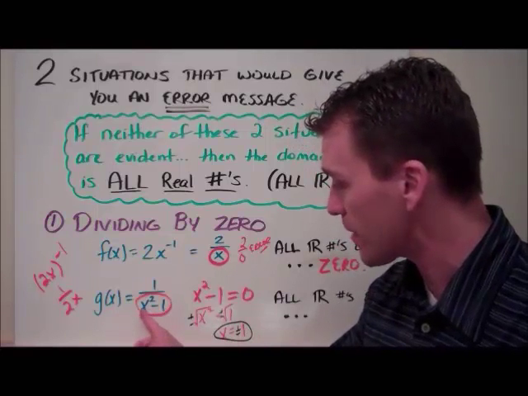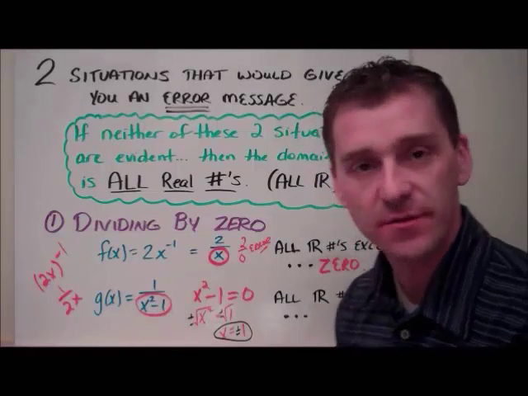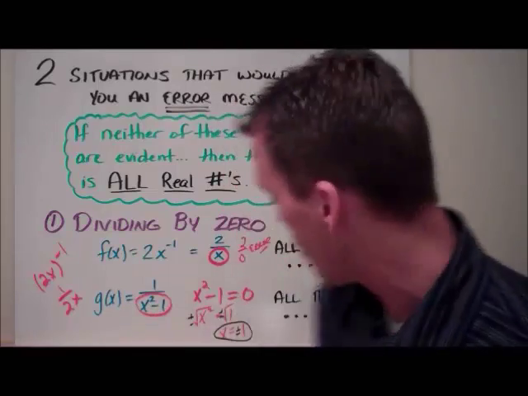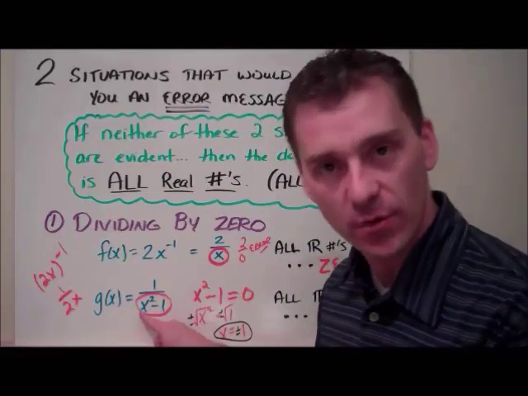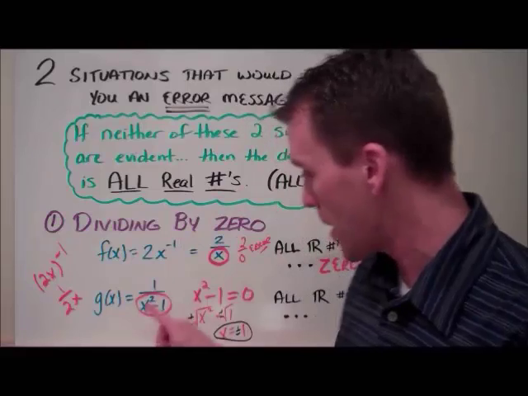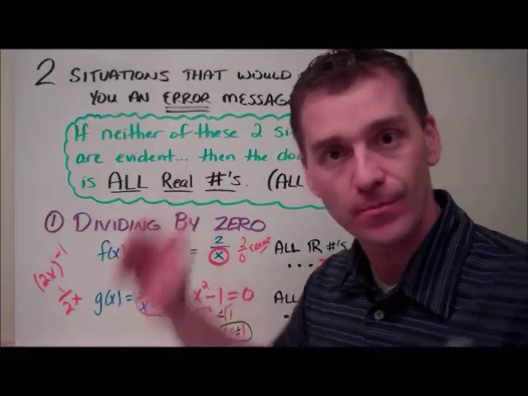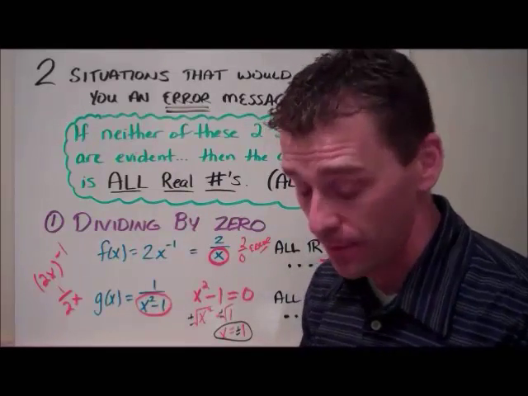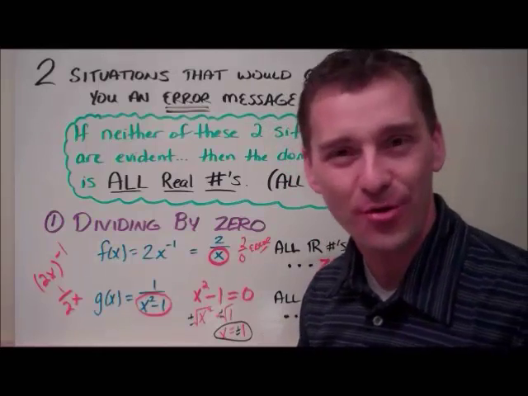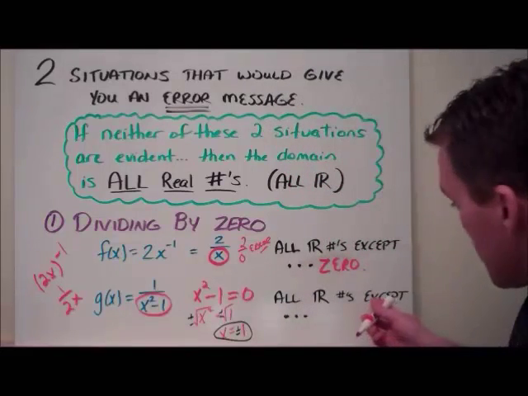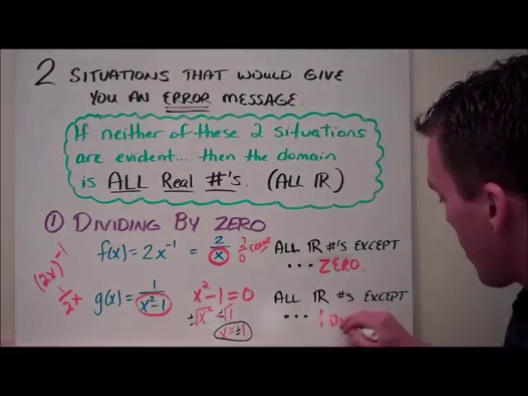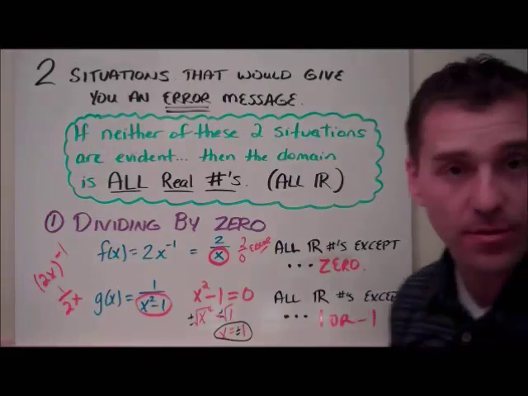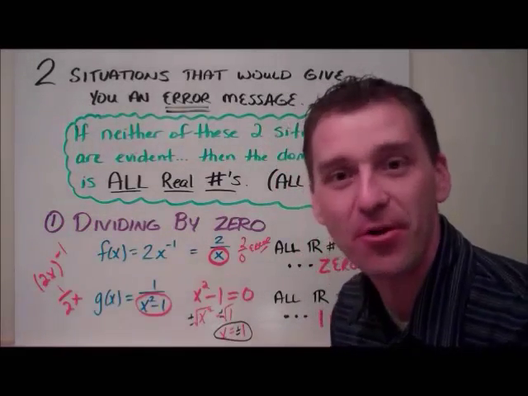If you put a positive 1 in there, that would be 1 minus 1, which would give you 0. Error, can't do that. If you put a negative 1 in there, negative 1 squared is 1, minus that one would give you 0. Bingo. So there's the problem. So what's my domain? Well, it's all real numbers except 1 or negative 1. Other than that, my friends, it's good to go for a domain.